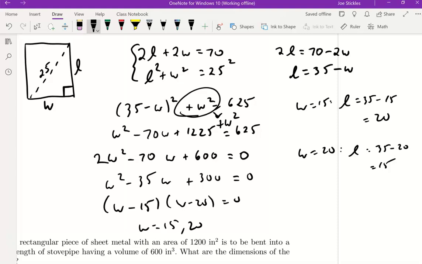Anyway, notice that the width being 15 and the length being 20, or the width being 20 and the length being 15 are essentially the same rectangle, aren't they? You put the rectangle on its side, essentially. So really what you're looking for is a 15 by 20 rectangle. That will work.